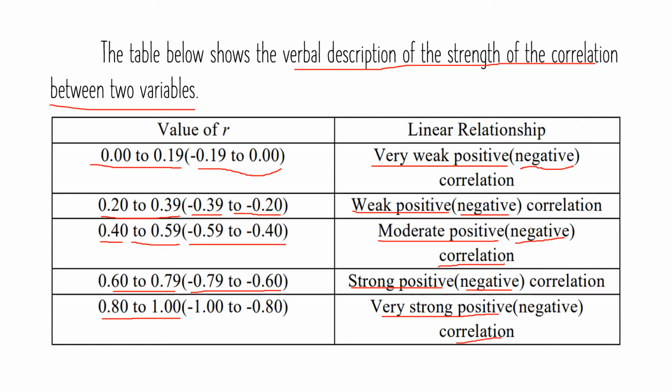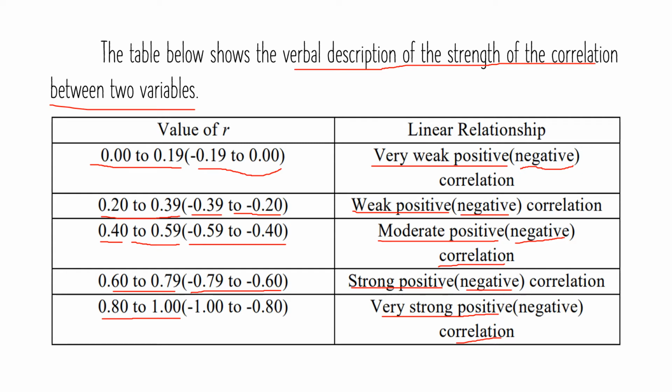Why is it very strong? Because the absolute value nearly falls on or equals 1, because we are looking for the absolute value. The sign represents if that is a negative or a positive. But again, we are looking for the absolute value, I mean.